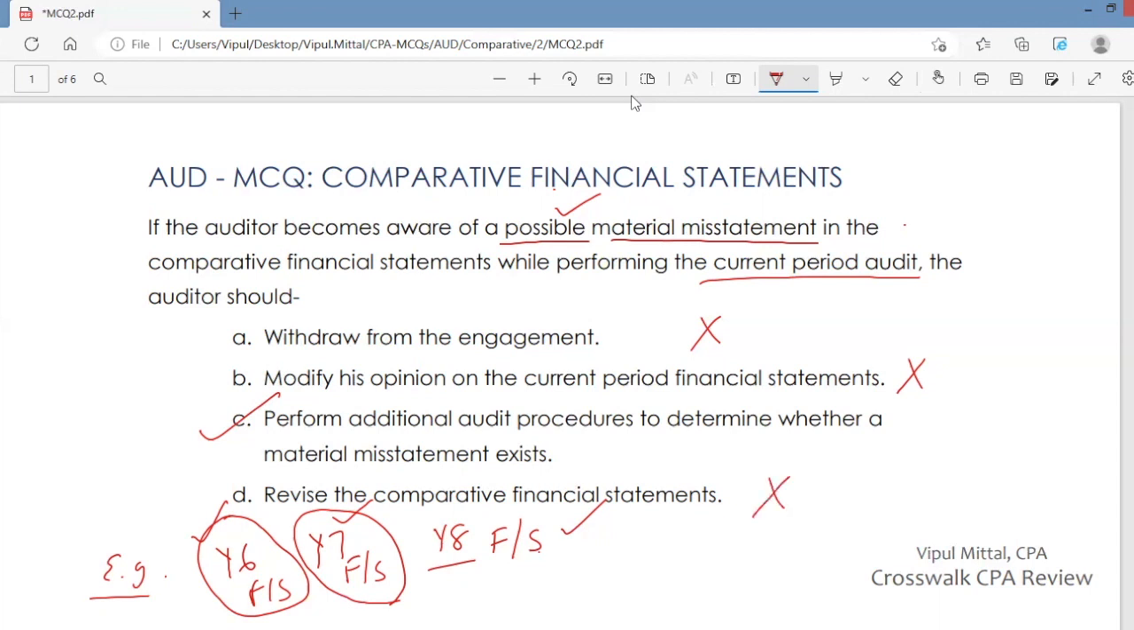So your answer is C. You would perform more audit procedures so that you may be reasonably sure and you have more evidence. You have sufficient appropriate audit evidence to determine whether actually there is a material misstatement.